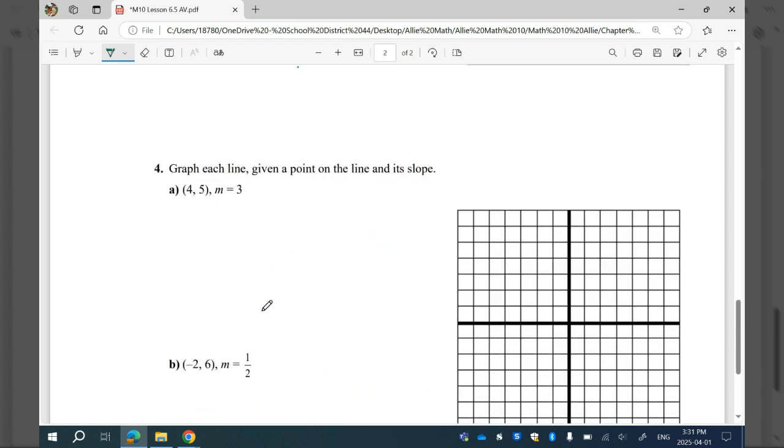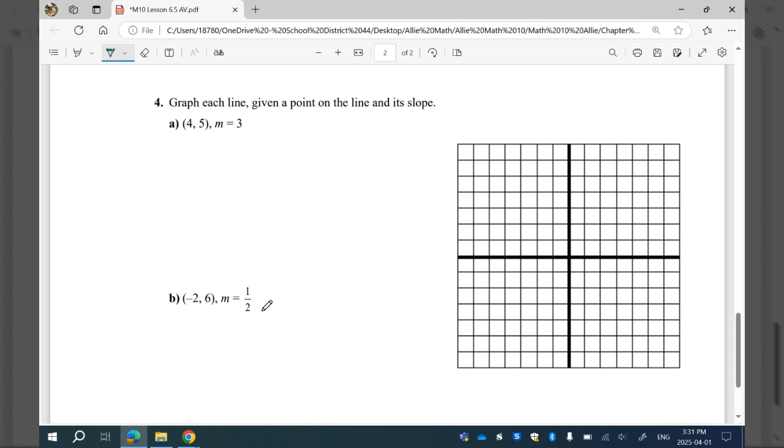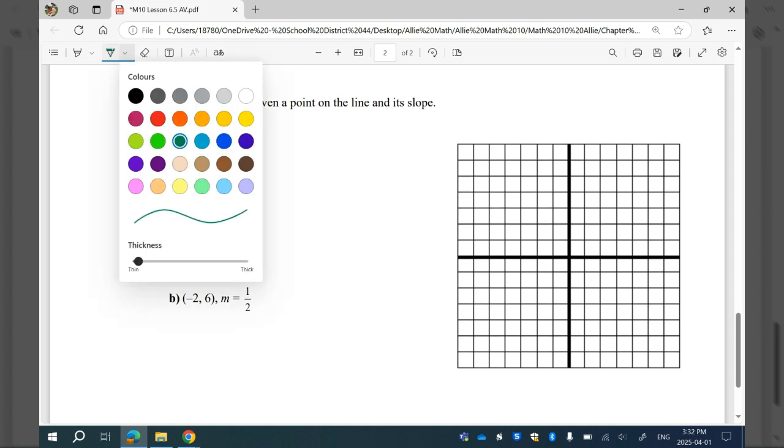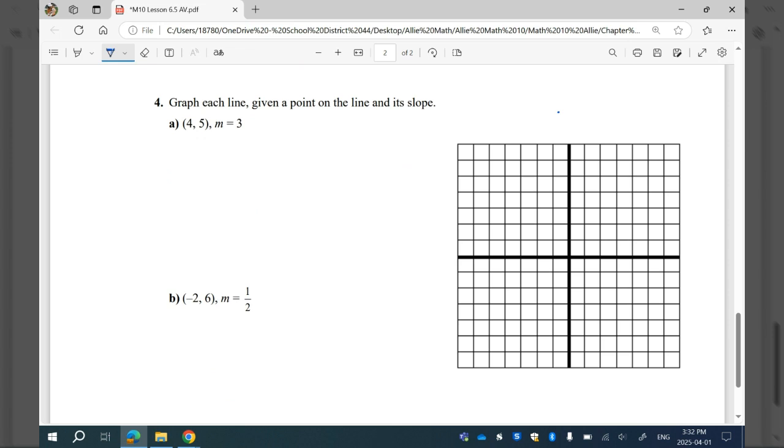And now let's do number 4. I like to use rise over run for this, and I think for these questions, it's always best. It wants us to graph each line given a point on the line and its slope. So it's best to start always with our point. Let's graph our point. We're at 1, 2, 3, 4, and 1, 2, 3, 4, 5. So we're starting here. And now we have our slope, which is 3.